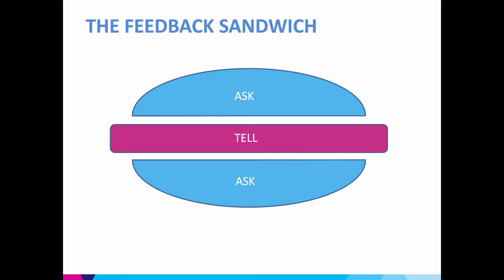So initially, you ask the learner to do a self-assessment to gauge where they are. You tell them the things that you've observed, and then you ask them for their feedback. And this is much more active, it is much less threatening, and it's much more successful. Here's a better example of where feedback is given using this ask, tell, ask approach.